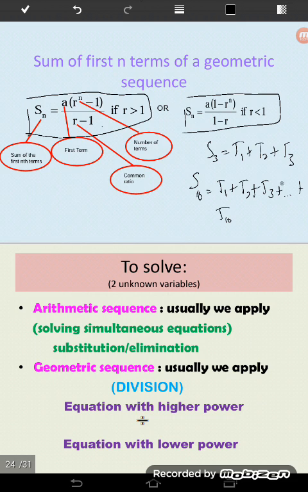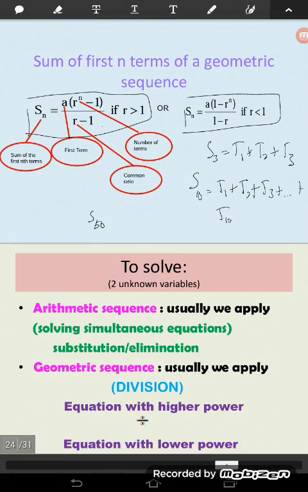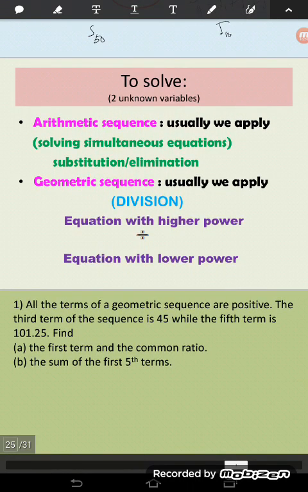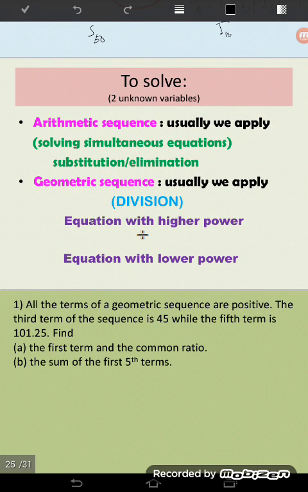So we can't calculate one by one if there are many terms. For example, find S50, that is too many. So we need to use the formula. Okay, so this one is to solve two unknown variables. Usually sequences will become simultaneous equations. For arithmetic, we use simultaneous equations by substitution or elimination. While for geometric sequence, usually we use division. Equation with high power divided by equation with lower power. The substitution and elimination methods I already taught in simultaneous equations.